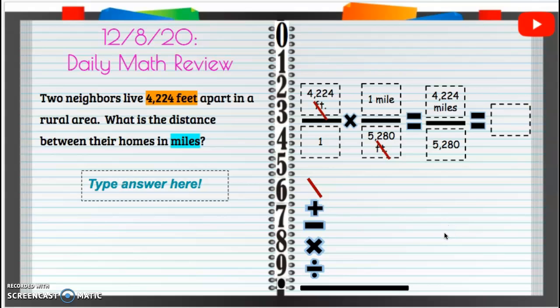All right, now to figure out what it's going to be in miles, we are going to take 4,224 divided by 5,280. Now, if we divide that, I will allow you to use your calculator for this one. You will get 0 and 8/10 of a mile. So that's not quite a mile, but it's 0.8 or 0 and 8/10 of a mile.